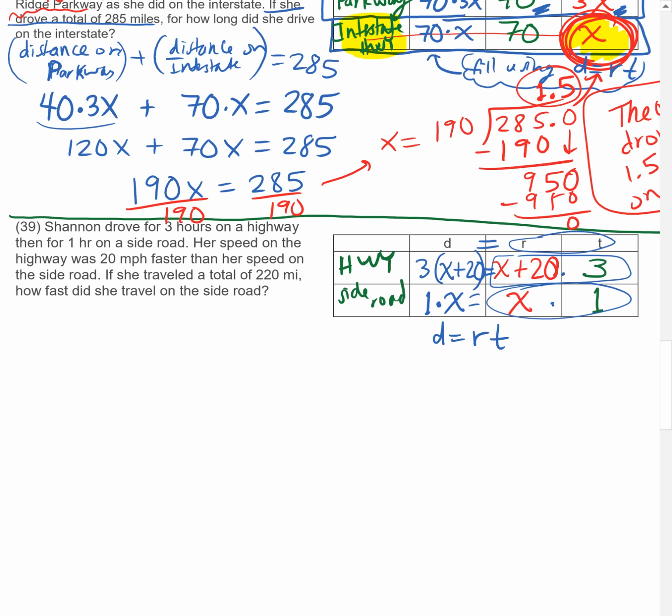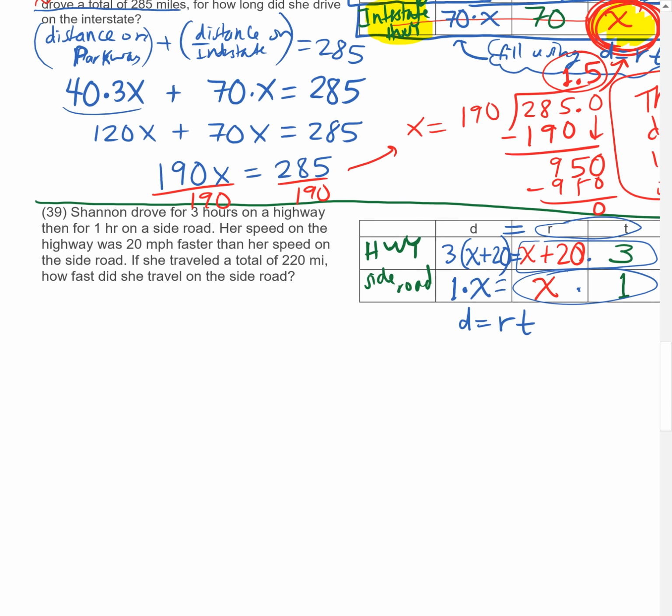Okay. So we got everything filled in. Now we should look for some relationship between the distances that they give us. If she traveled a total of 220 miles, okay. That sounds like the last one where her distance on the highway, which was this, plus her distance on the side road, which was this, should be a total of 220 miles. Because that was her total for both highway and side road.